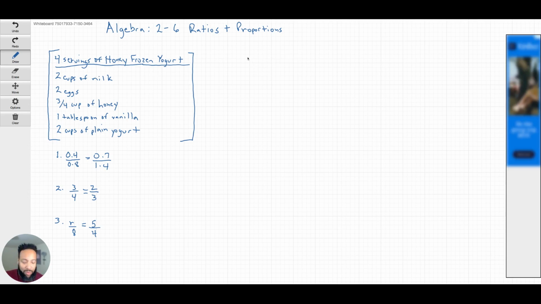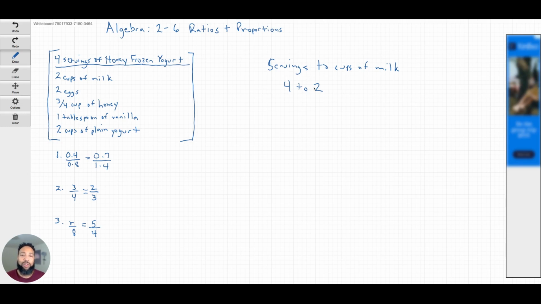So in this example, if we're talking about servings to cups of milk, what are we looking at? So we say for every 4 servings, you would need 2 cups of milk. So that right there, that is what a ratio is. A ratio is when you compare 2 numbers by division.